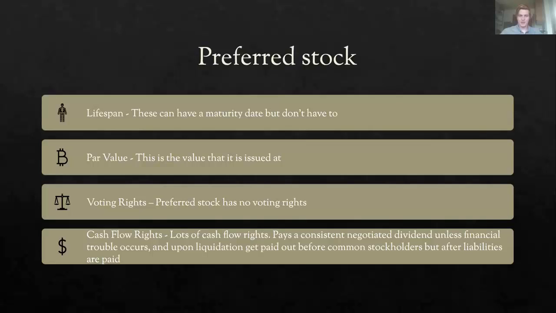Voting rights: preferred stock does not have any voting rights. Where preferred stock is preferred, in my mind, is cash flow wise. Preferred stocks very often have consistent negotiated dividends that, unless the company is going through a financial disaster, they're going to be paying out. So it's kind of expensive for a company to issue preferred stock. And then upon liquidation, they get paid out before common stockholders, but after liabilities are paid. So in my mind, preferred stock is preferred to the money, so they get all the money really quick, but they don't get voting rights.